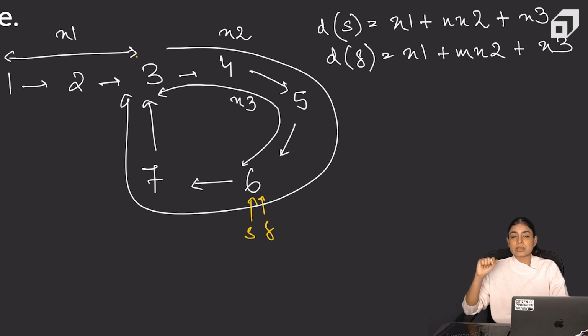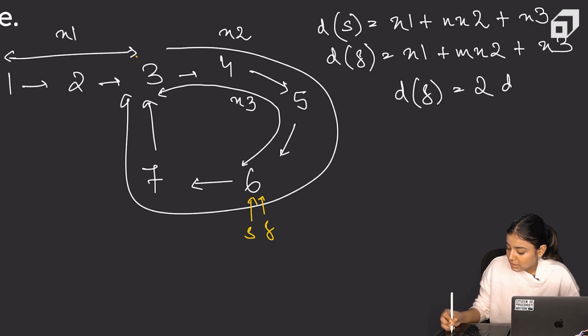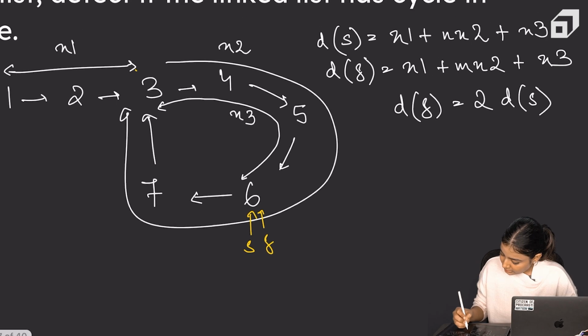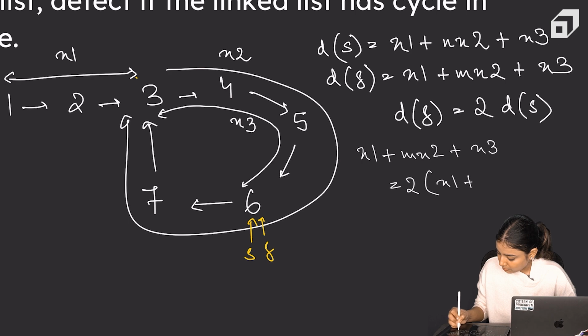Because the fast pointer is moving at double the speed, which means the fast pointer is moving by 2 nodes where the slow pointer is moving by 1 node. So since the fast pointer is moving at double the speed, the distance covered by the fast pointer should be double the distance covered by the slow pointer. That makes sense because it is moving at double the speed. So basically the distance covered by the fast pointer would be 2 times the distance covered by the slow pointer. So I can say x1 plus m x2 plus x3 is equal to 2 times (x1 plus n x2 plus x3).